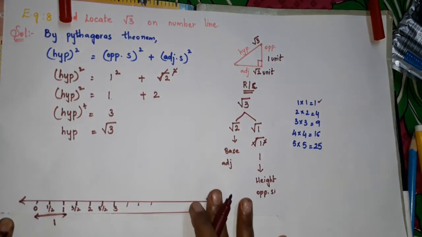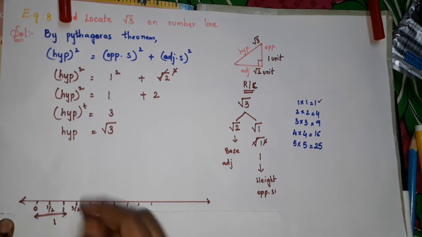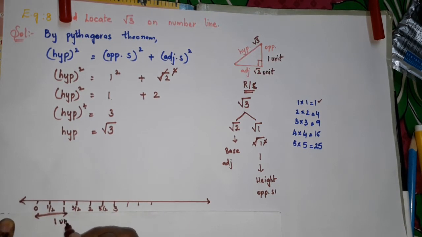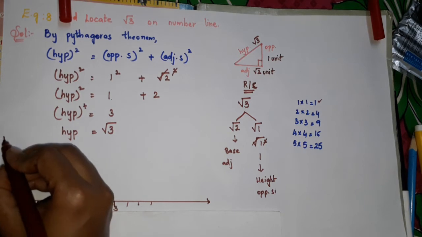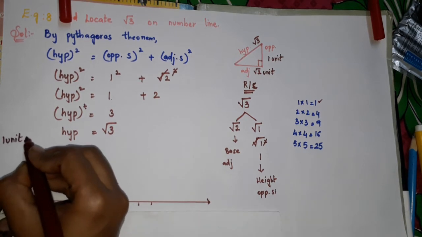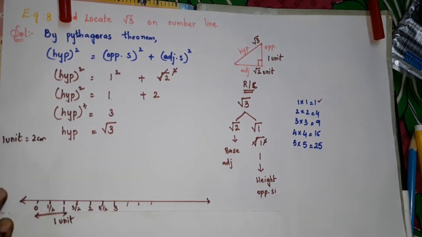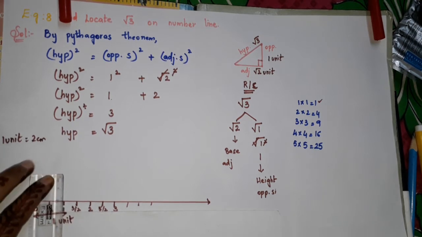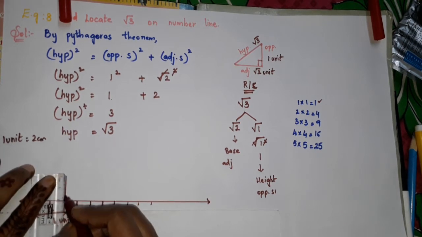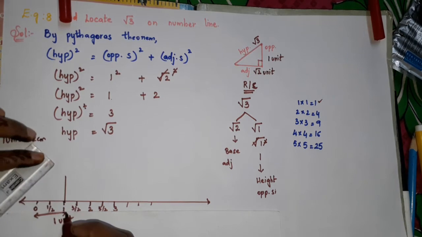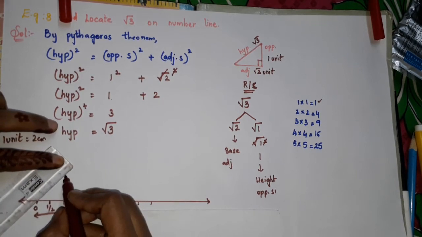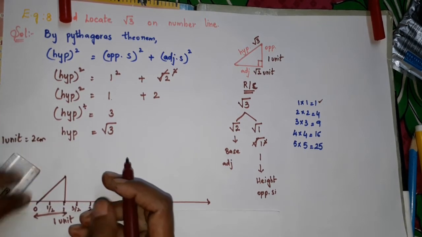Okay, first we have to draw square root, same process we have to do. Okay, 1 unit. 1 unit is equal to how many centimeters? 2 centimeters. So our 1 unit is 2 centimeters, because of that I am taking till 2. Same process we have done just now for root in example 7. Same thing I am going to do.